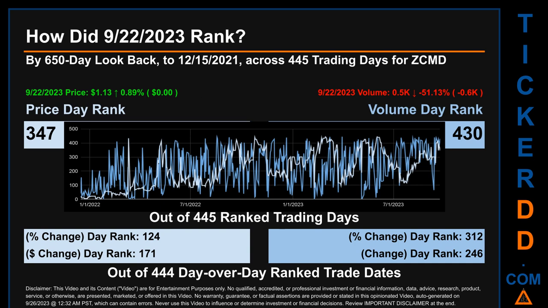The price's day-over-day percentage change, jumping 0.89% on September 22, 2023, had a day rank of 124 while its dollar difference of $0 had a rank of 171 when compared day over day across 444 trading days. Volume's percentage change and difference were ranked respectively at 312 and 246.